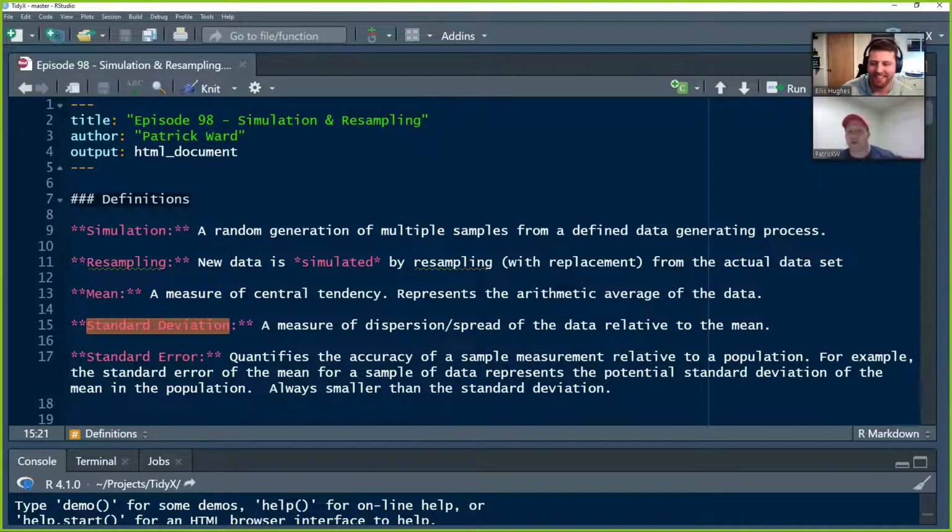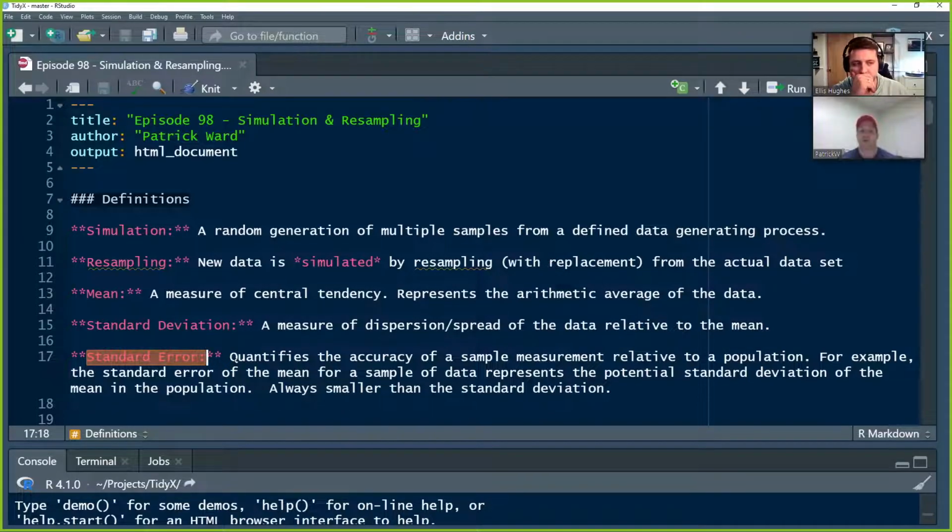And then one other measure of dispersion that we haven't talked about yet, but we will, is going to be precision. We'll talk about that later on, which is 1 over the variance, or the inverse of variance. Standard error is the other one we're going to go over today. And so this actually quantifies the accuracy of the sample measurement relative to a population. So for example, for the standard error of the mean for a sample of a data set, this represents the potential standard deviation of that mean in the population.